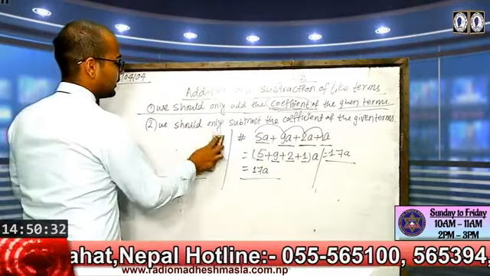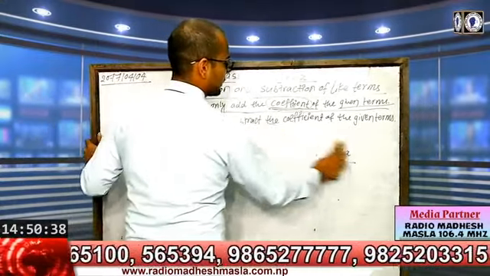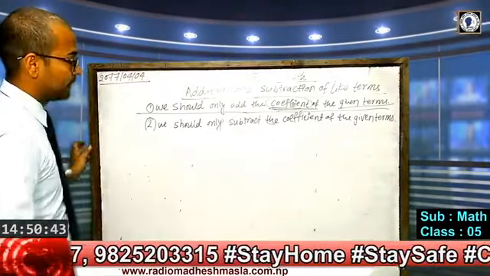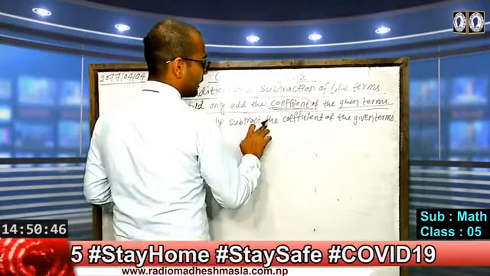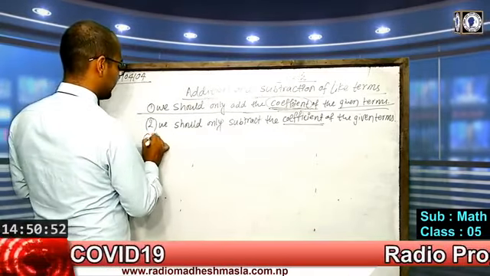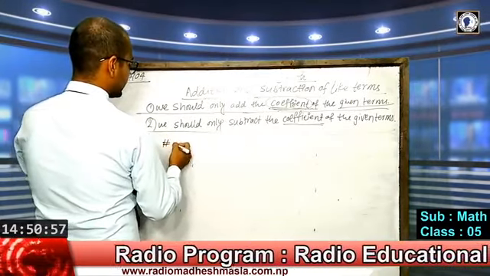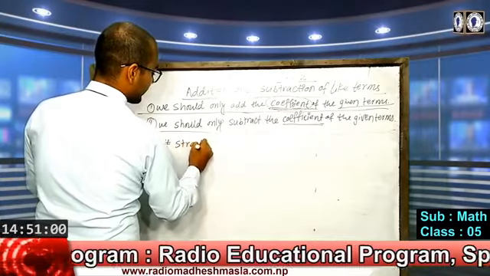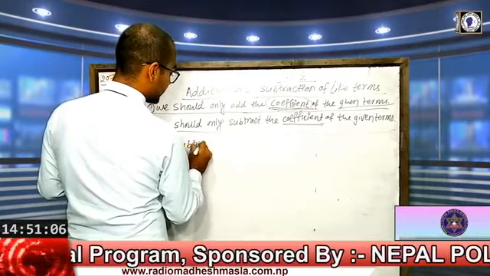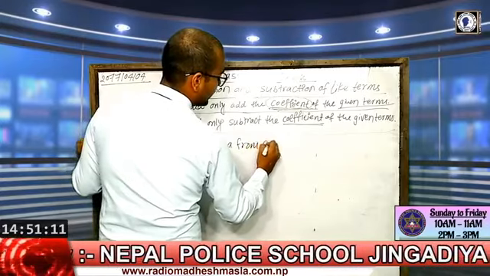Now we are going to discuss the second rule, that is, subtraction. If like terms are given, again we should subtract their coefficients only. For example, for the first example we are given: subtract 2a from 3a.